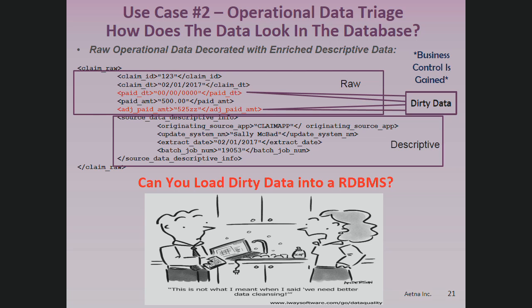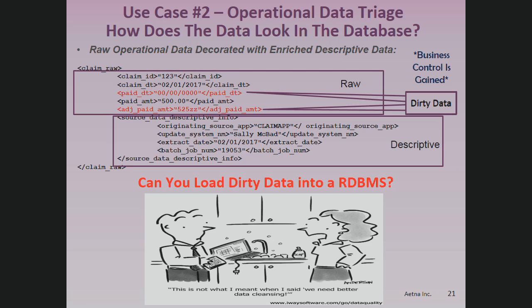So they like bad data. They don't care. Data is data to them. So in this case, you can see the paid date, that's bogus. The adjusted amount is bogus. Maybe this was something that came from the mainframe. Who knows where it came from? Some EBCDIC to ASCII conversion had a problem, whatever.